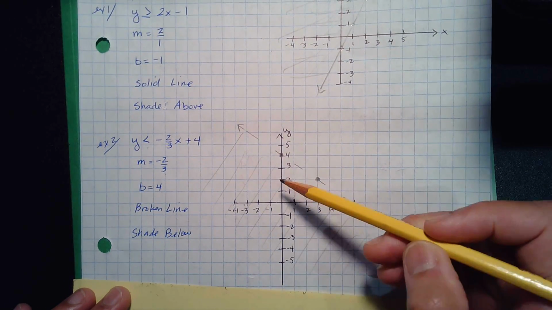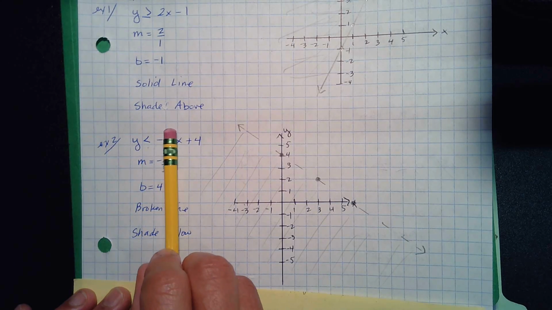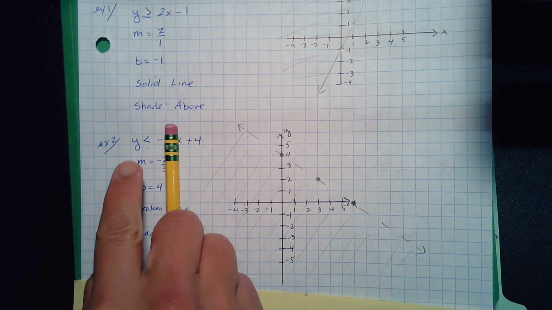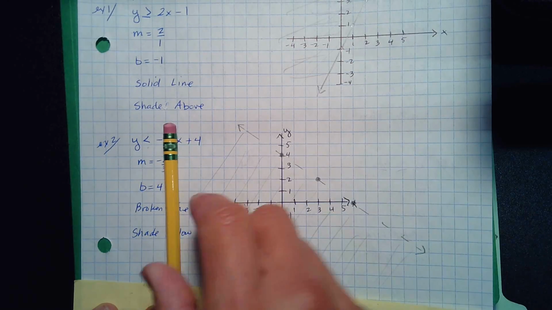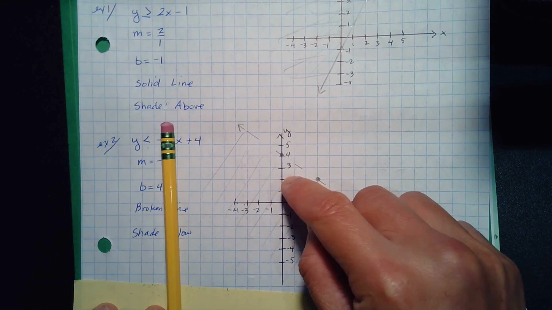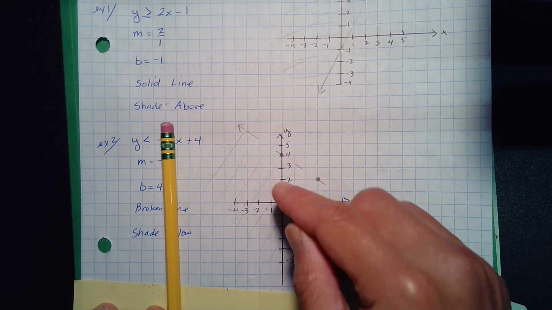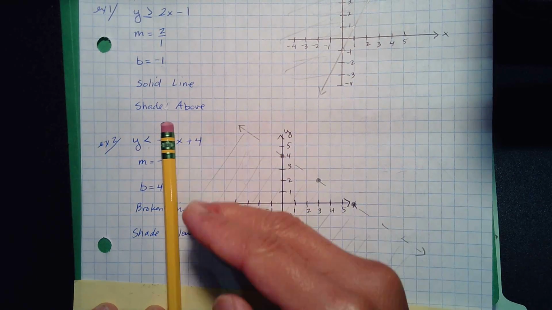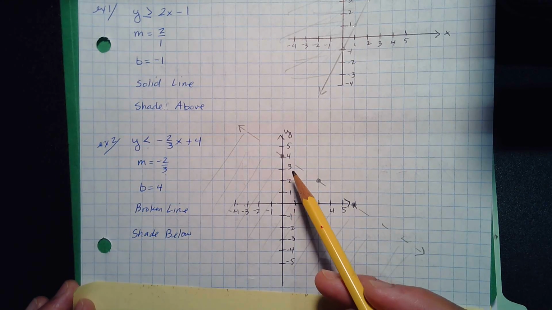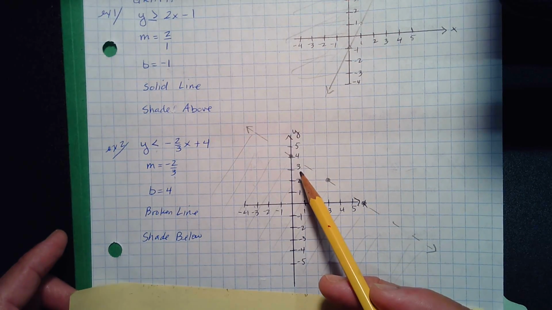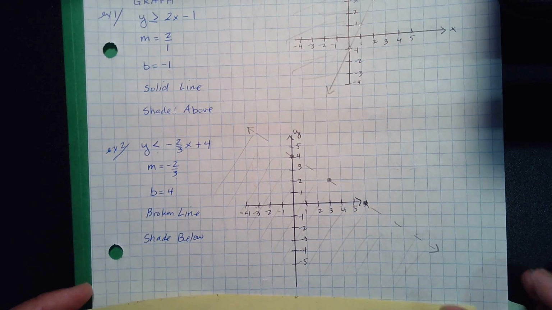And again, if you cover up the slope, this reads y less than 4. So what numbers are less than 4? 3, 2, 1, 0, -1. All these numbers are less than 4, so we're shading below. So we're using the y-intercept as our reference point, whether to shade above or below. Okay, let's go on to the next problem.